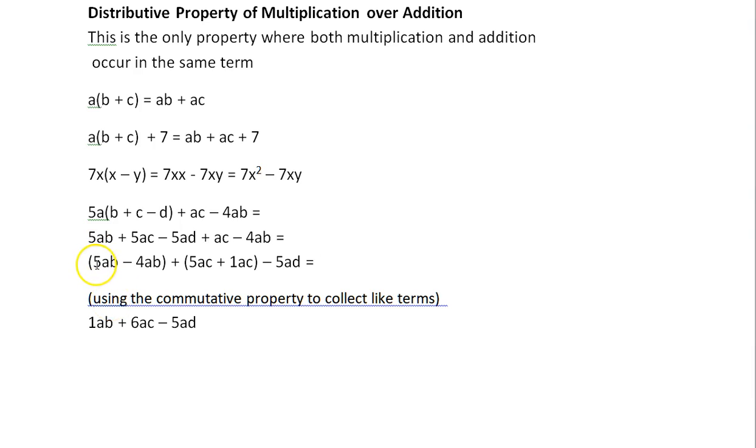Here I have my 5AB minus 4AB, which leaves me 1AB. I could also have left off the 1. It would have been just AB. That's fine too. I have 5AC plus 1AC. That's going to give me 6AC. And then I have a negative 5AD, and that just comes on down. And that's my completed answer. That's my solution as far as collecting my like terms after having distributed through this expression.